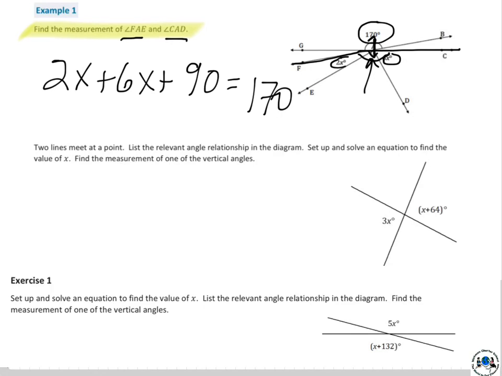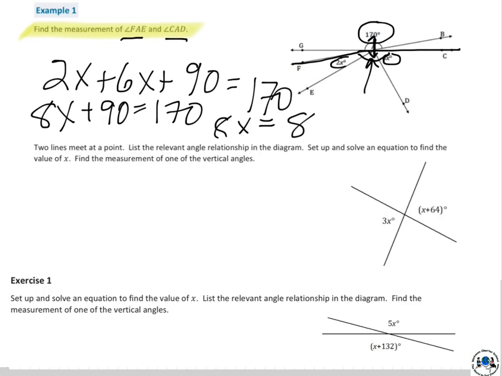All right, and therefore it's real easy. I combine my 8x plus 90 equals 170. 8x equals 80, because I've subtracted away my 90 from each side. All right, and then of course I have x equals 10. Okay, so x equals 10 degrees.